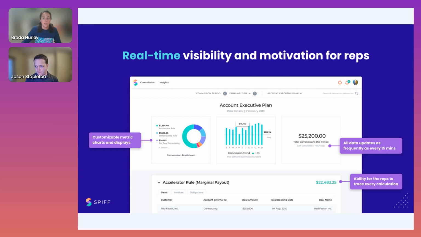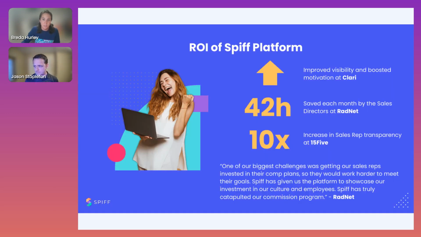Spiff has won the hearts of the reps and their organizations. Just a few of our amazing customers: Clary has already seen improved visibility and more motivation across their sellers. The RadNet sales team has said they've saved 42 hours every month. The sales directors are no longer having this back and forth with their individual contributors because they have the transparency and the information right at their fingertips. And 15.5 has said that they have increased sales rep transparency by 10 times.